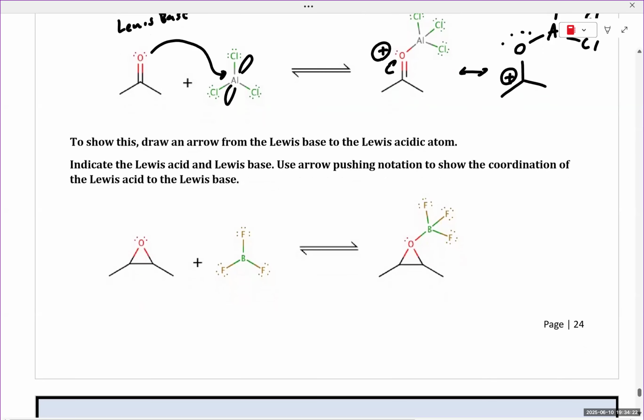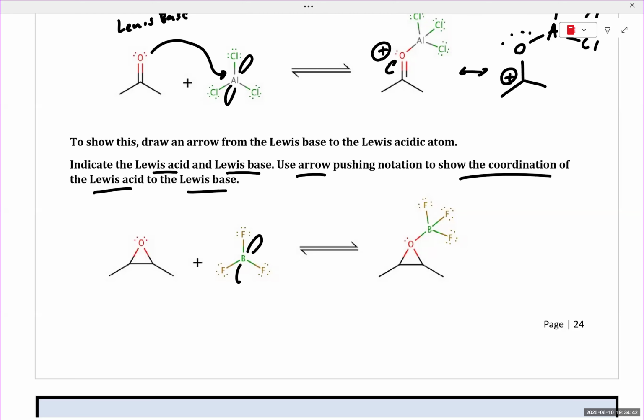So to practice this, I'd like you to indicate the Lewis acid and Lewis base in the following reaction, and I'd like you to use arrow pushing notation to show the coordination of the Lewis acid to the Lewis base. So take a few moments to work on that, and then we'll discuss.